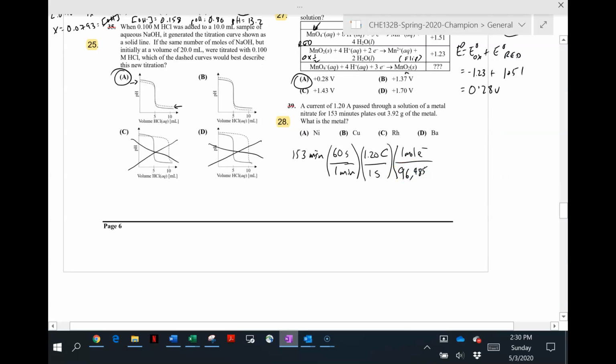96,485 coulombs. All right, so what we can calculate there is the moles of electrons. So let's see what we got here. 153 minutes times 60 seconds times 1.20 amps, which is a coulomb per second, divided by 96,485. That gives us that we have 0.114 moles of electrons.